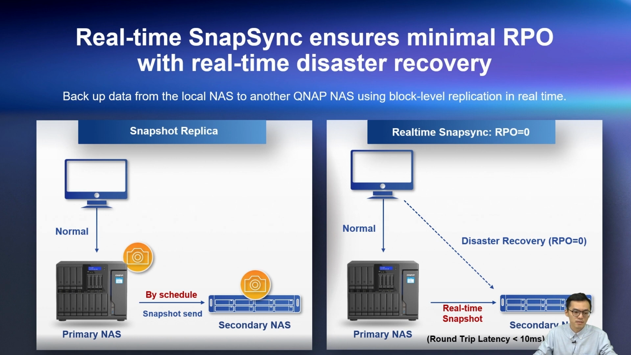And real-time SnapSync can immediately synchronize modified data with a secondary NAS, ensuring that it is always identical with the primary NAS. If the primary NAS goes offline, IT staff can simply adjust the privilege settings of the secondary NAS for continuous operation, which can lead to no data loss. The RPO is minimal to achieve real-time disaster recovery.